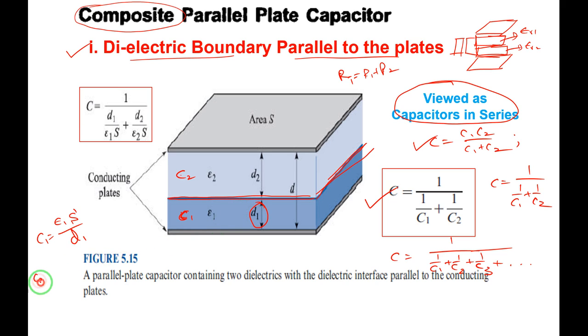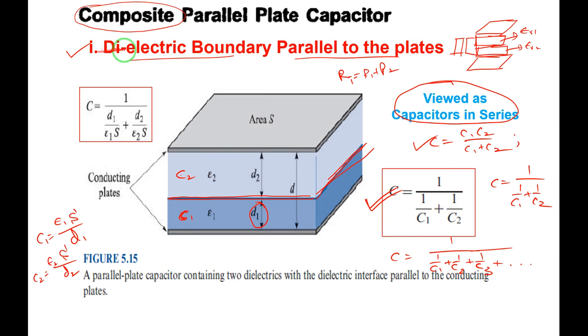Next, how to calculate C2? C2 is equal to epsilon 2 S by d2. You can substitute here and calculate. I hope you got it. This equation I will not work through after substitution; this is the basic equation, and we will concentrate only on this.